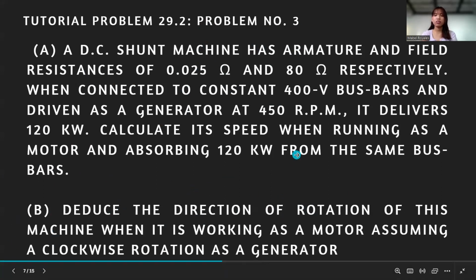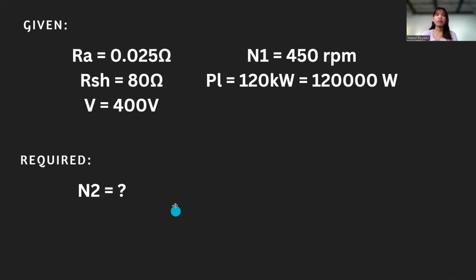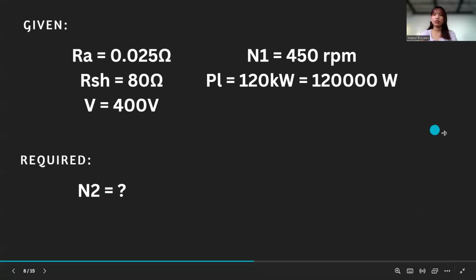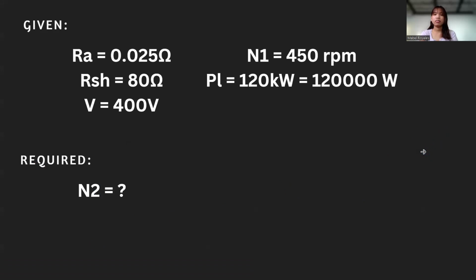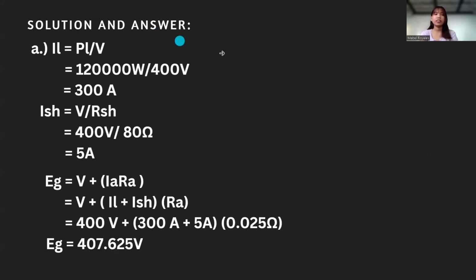B. Deduce the direction of rotation of this machine when it's working as a motor, assuming a clockwise rotation as a generator. Given: RA, the armature resistance, 0.025 ohms, field resistance 80 ohms, voltage 400 volts, speed N1 450 RPM, PL equals 120 kilowatts or 120,000 watts. Required is N2, the second speed. Solution and answer.